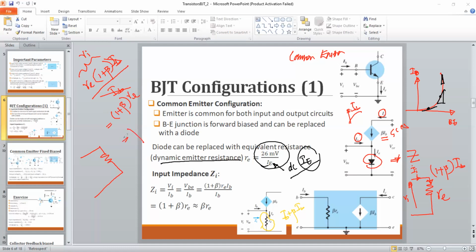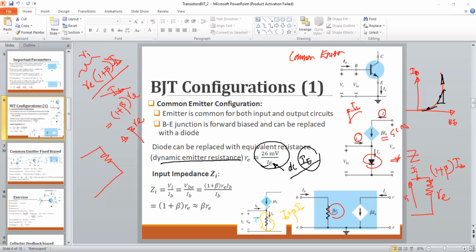We can approximate this to beta times RE. So that's why we have this beta RE on the input side. We isolate the input from the output by replacing this emitter resistance with an input impedance. Now the input impedance would be beta times RE. It means that the emitter resistance induced by this diode influences the input circuit as beta times that. Whether you add a small RE resistance to the circuit, it influences the input circuit with a beta factor.